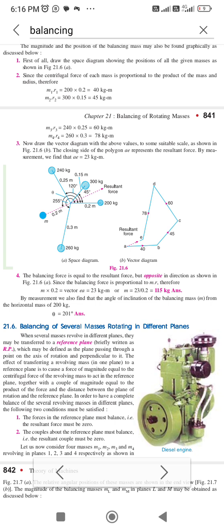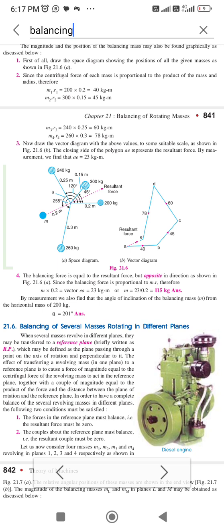So that is 23 mm. 1 kg meter equal to 1 mm, the same thing here also. So m into 0.2 is the radius of the balancing mass, already given in the question. So m into 0.2 equal to 23 kg meter. The 23 kg meter is 23 mm in the vector diagram. From this vector diagram we can find the value of the balancing mass, that is 115 kg.